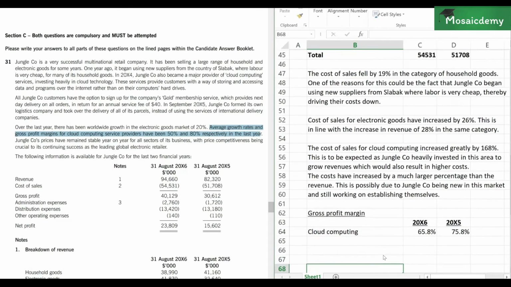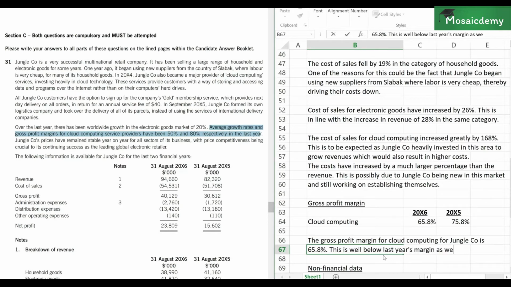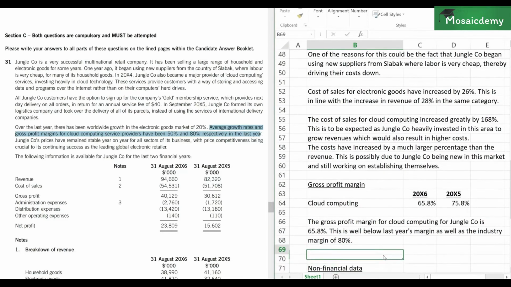So first we'll mention the gross profit margin for cloud computing for Jungle Co is 65.8%. This is well below last year's margin as well as the market overall industry margin of 80%. And we can just build on the point we previously mentioned.